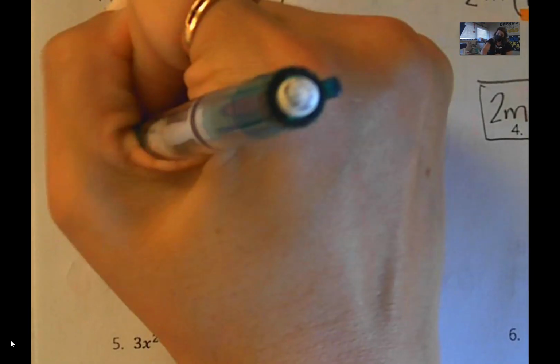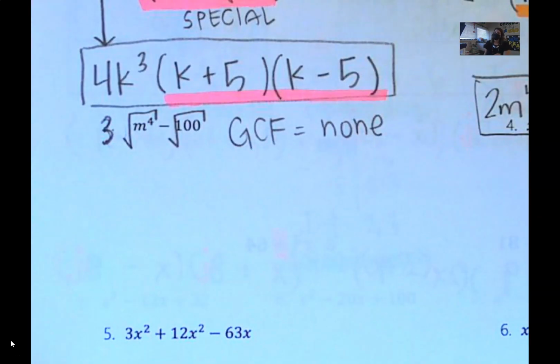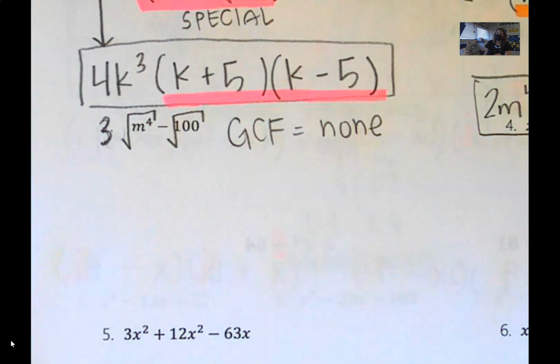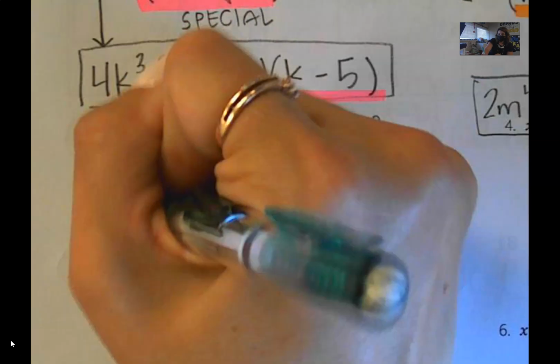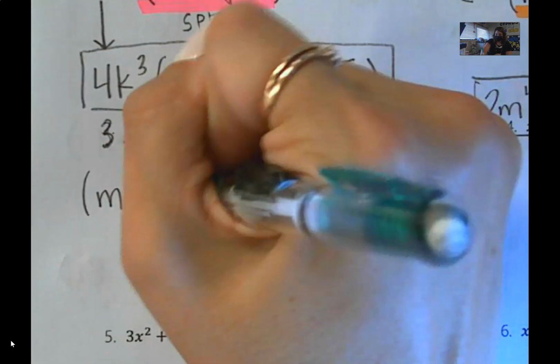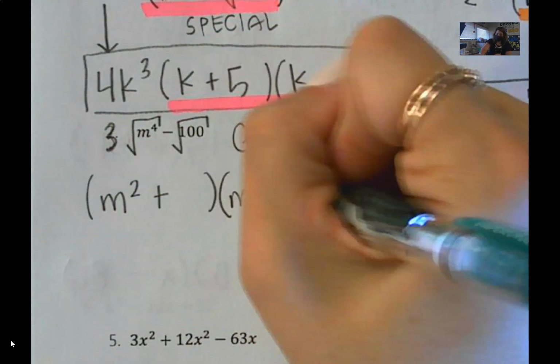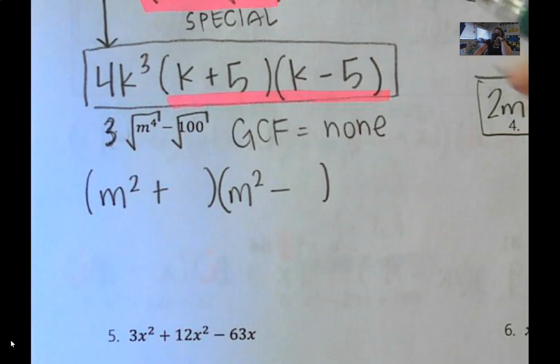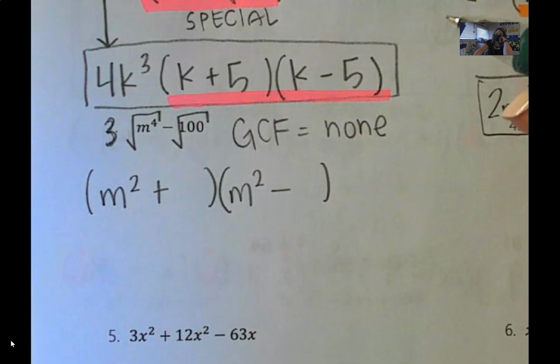We've decided that there's no GCF. So we're supposed to root the first term and root the second term. So this is going to give me m squared plus and m squared minus. What's the root of 100? 10.